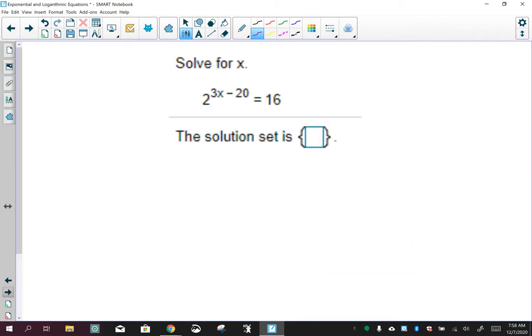So in your homework, you're going to have something that looks like this. So what I want you to do is take a few moments, pause the video, and see if you can solve this equation. And go.